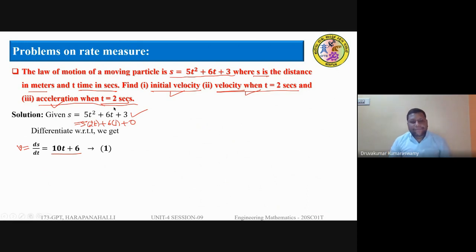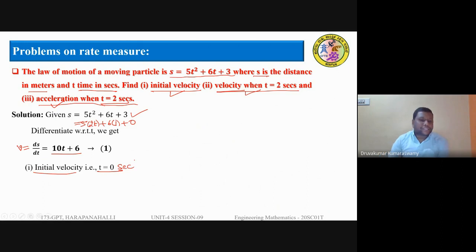Here they have asked for two terms. One is initial velocity, the other is velocity when t is equal to 2 seconds. Then how can you find initial velocity here? What is initial velocity? Initial velocity means the velocity at the starting point, time t equal to 0. That is what we call initial velocity. That means we have to find velocity when t is equal to 0 seconds.